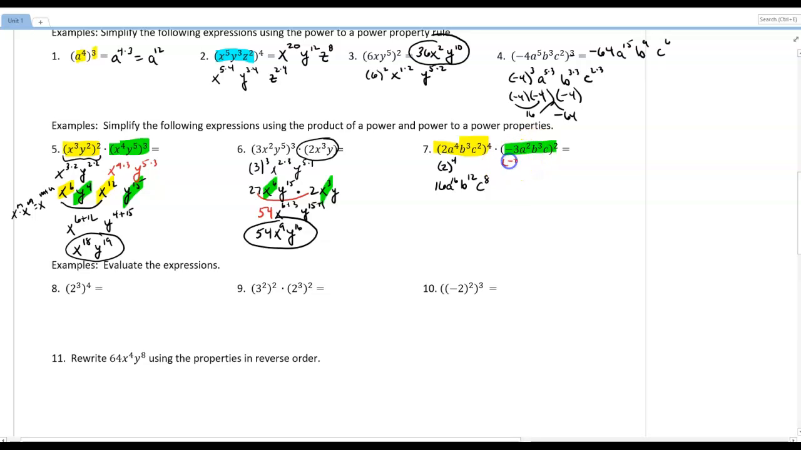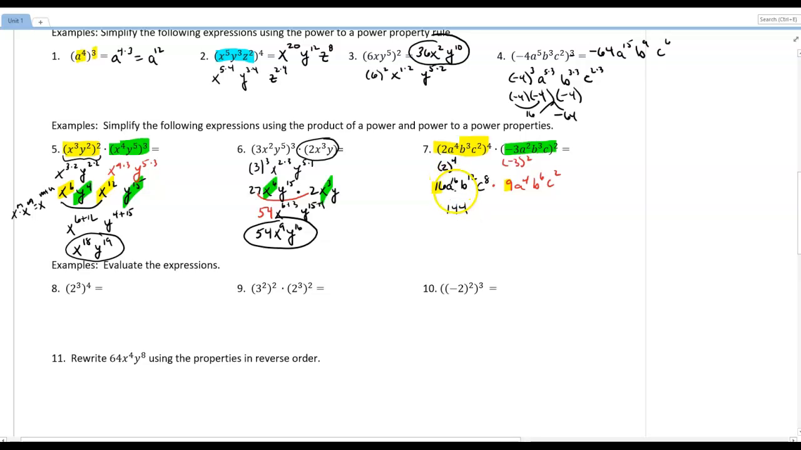Now, negative 3 to the second power is negative 3 times negative 3, which is going to give me positive 9. A to the second is a to the fourth. B to the third to the second is b to the 6th. Then c to the second. Well, now I can go ahead and multiply my coefficients. So 16 times 9, right, is going to give me 144.